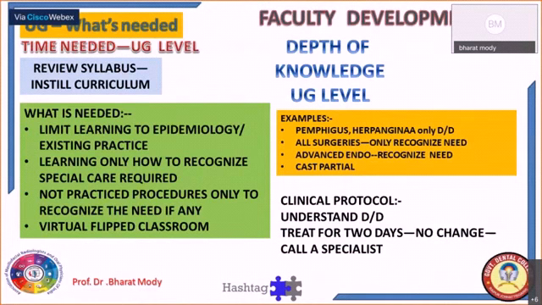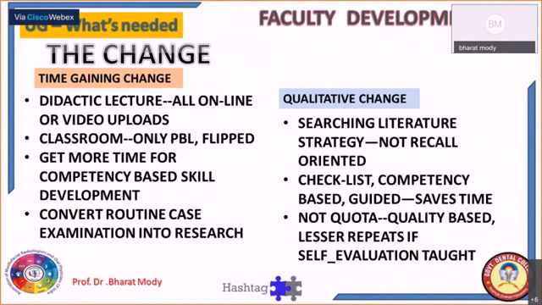Things like pemphigus, herpangina, surgeries, both in endo as well as in oral surgery, and cast partial, which not many people are using, could be reduced. These can be only in the differential diagnosis rather than asking full questions on pemphigus. Clinical protocol should be that the UG should be able to start a treatment, and if they find that within 2 days there is no change, they should immediately refer. That kind of protocol should be built.